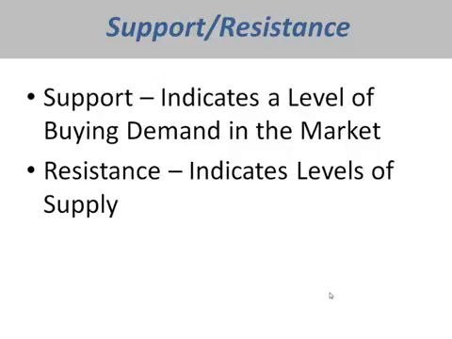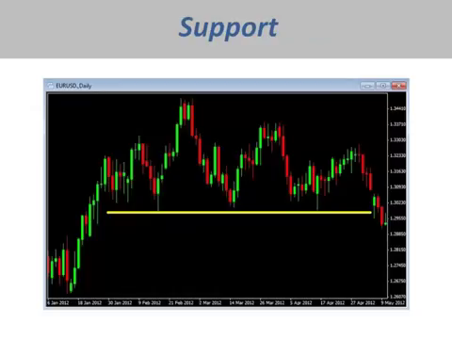The next key technical analysis item that people watch is support and resistance. Support is used to indicate a level of buying demand in the market, and resistance is used to show a level of supply. Let's see a chart here to understand what support and resistance mean. Here we have a chart of the euro dollar, and anytime you have a horizontal line in the market, you can see all the lows of the euro dollar falling in one place. That shows that there's support in the market.